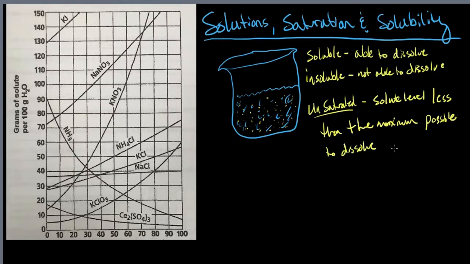Okay, so you can keep adding the stuff and keep adding the stuff, and as long as you can keep adding it, it is unsaturated until you start getting the solid collecting at the bottom, and no matter how much you stir for that particular amount of liquid, you can't get that stuff to dissolve. And you can stir and stir all you want, and the liquid is at its maximum capacity, and this is called saturation.